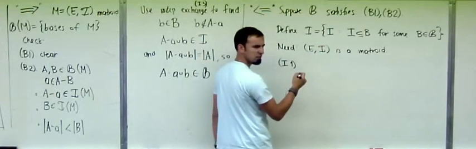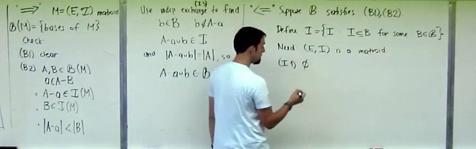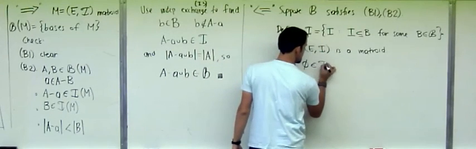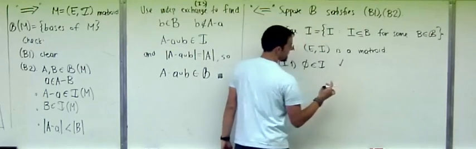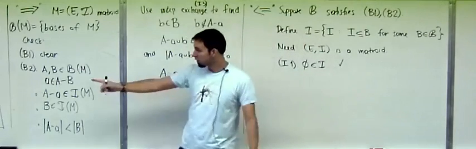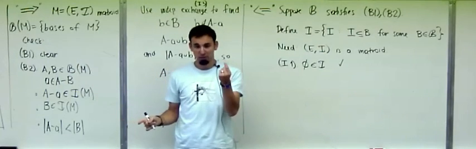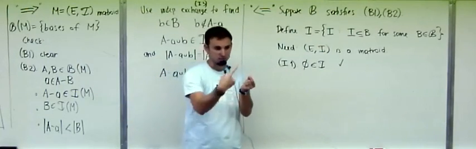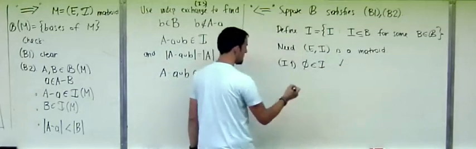First axiom is the empty set is independent. It's definitely independent, right? Why is it? It's important that B is not empty. That means there is at least one basis, and the empty set is a subset of that basis. So that's kind of trivial.